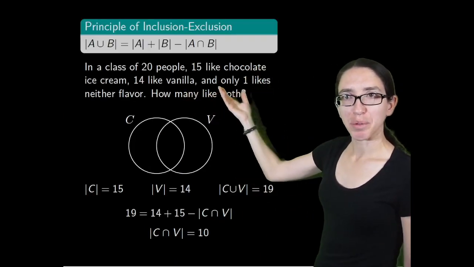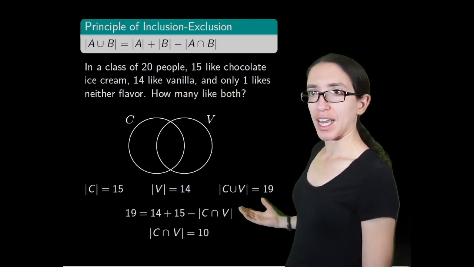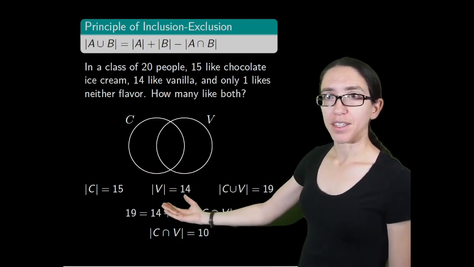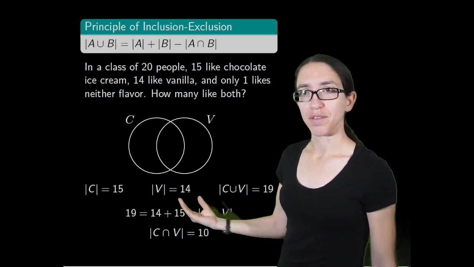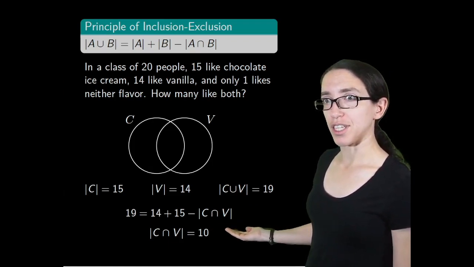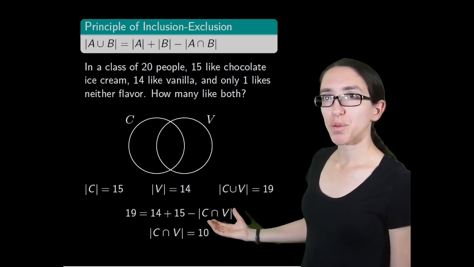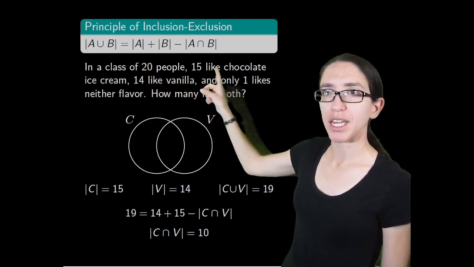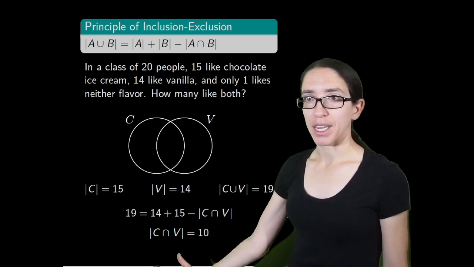Again, in a class of 20 people, 15 like chocolate, 14 like vanilla, and 1 likes neither. So 1 likes neither is saying that the union of the sets chocolate and vanilla here is 19. And the set C has size 15 and set V has size 14, C for chocolate and V for vanilla. And we want to calculate the size of the intersection C intersect V to see how many like both chocolate and vanilla, because intersect means and. And so you plug it into the principle of inclusion-exclusion. We have 19 equals 14 plus 15 minus whatever we're trying to find, and we solve for that as a variable, and we find that it equals 10.